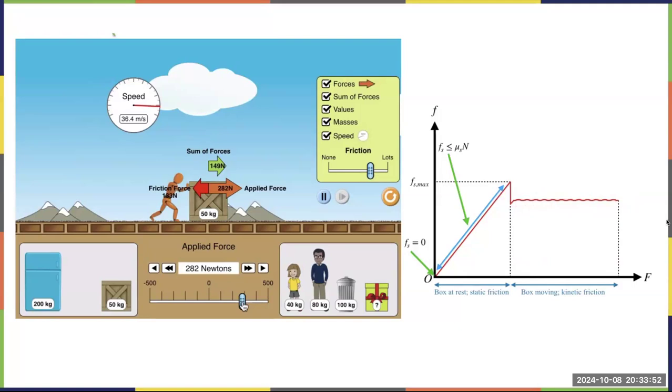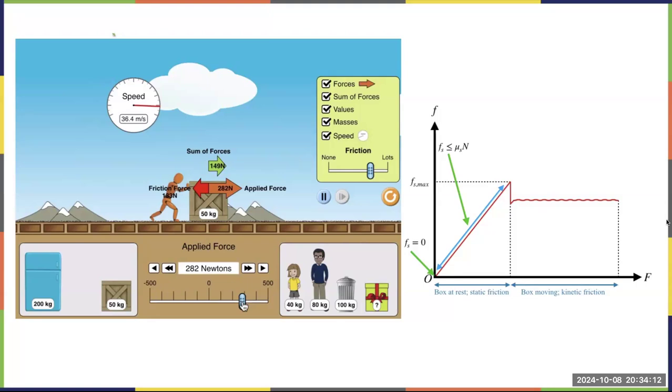Make sense? Any questions there? Why doesn't the kinetic friction start at the Fs max? Why does it have that drop and then go? So it's like a breaking point, right? Once it breaks that point, then it will start moving.